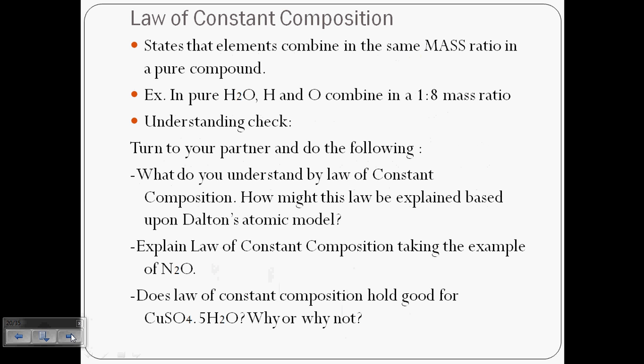Now we're going to switch tracks and talk about the composition of compounds. There are two laws for compounds. First is called the law of constant composition, and the second one is called the law of multiple proportions. The law of constant composition tells you that elements combine in the same mass ratio in a pure compound. It means that if you have pure water, whether you have it from the US, Canada, China, or any part of the world, hydrogen and oxygen will combine in a 1:8 mass ratio. I'll let you ponder over these questions, but that is the law of constant composition.